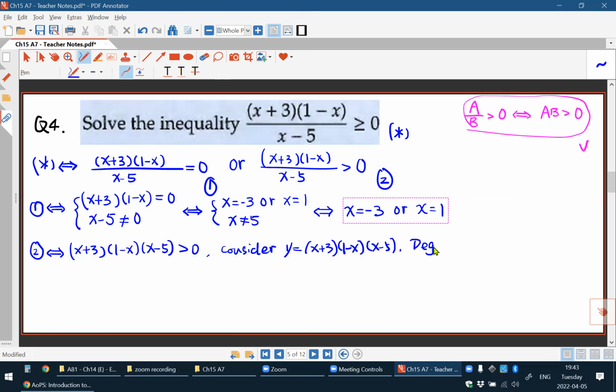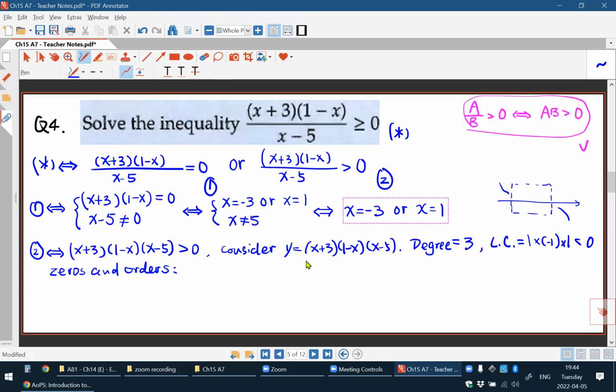Then we know its degree is 1, 2, 3, 3x, so degree is 3. And then the leading coefficient is 1 by -1 by 1, which is less than 0, right? We know the degree is an odd number and the leading coefficient is a negative number. That means the end behavior of this function will look like this. Then the behavior in the middle depends on the zeros and their orders, right? So let's find the zeros and orders. So if y is 0, apparently x can be -3, or x can be 1, or x can be 5. Any of them has order 1, right?